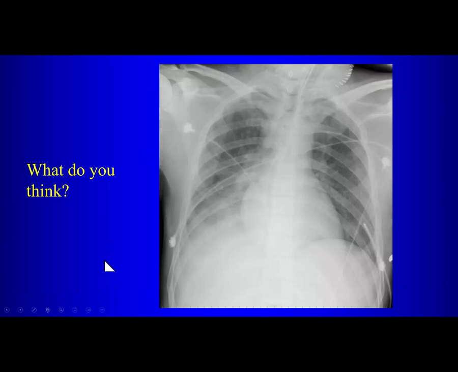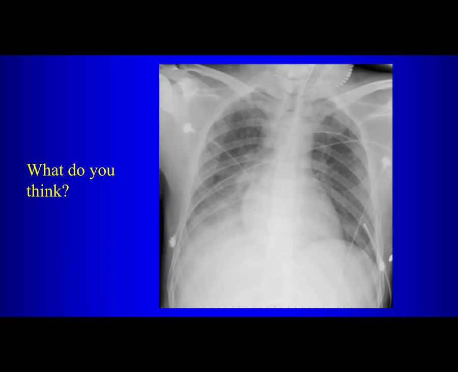What about this case? There's a right lower lobe opacity. How do you know it's the right lower lobe opacity? Since there's silhouetting of the right hemidiaphragm. Okay, so the right diaphragm is silhouetted. Can you see the right heart border? Yes, you can see the right heart border through the opacity. So what do you think this is? Right lower lobe atelectasis.